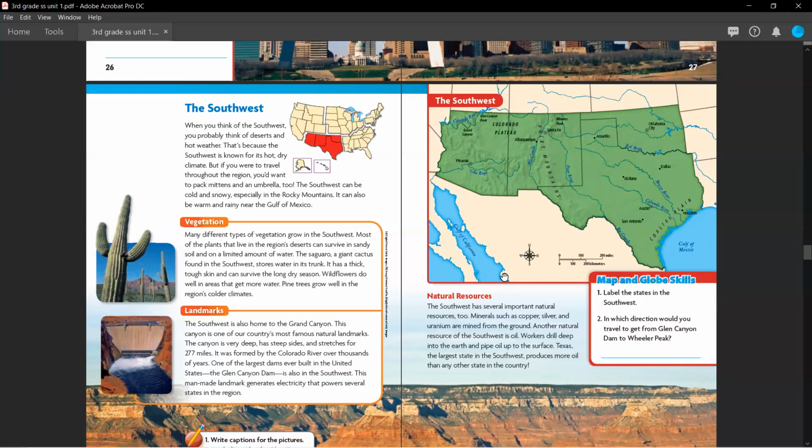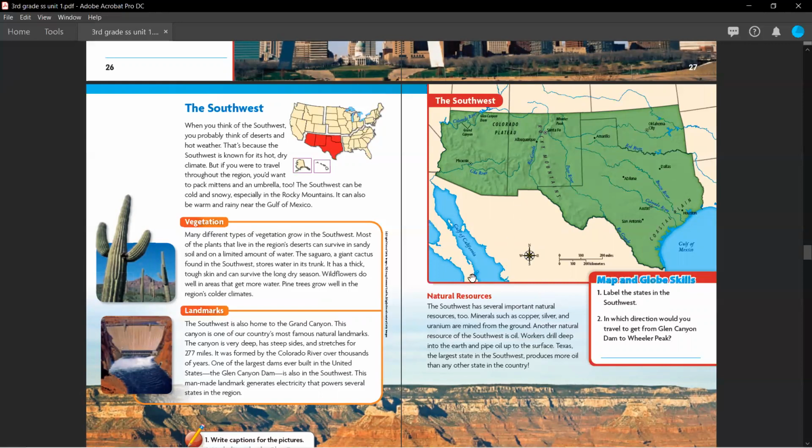Landmarks. The Southwest is also home to the Grand Canyon. This canyon is one of our country's most famous natural landmarks. The canyon is very deep, has steep sides, and stretches for 277 miles. It was formed by the Colorado River over thousands of years. One of the largest dams ever built in the United States, the Glen Canyon Dam, is also in the Southwest. This man-made landmark generates electricity that powers several states in the region.